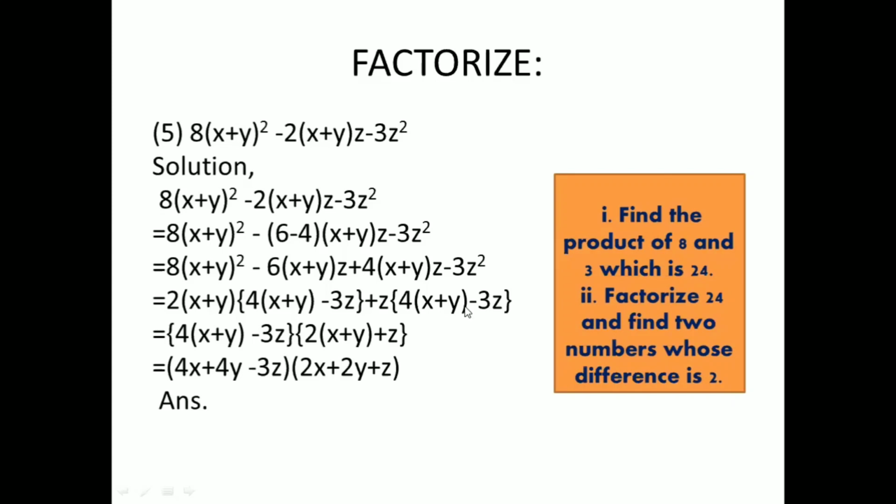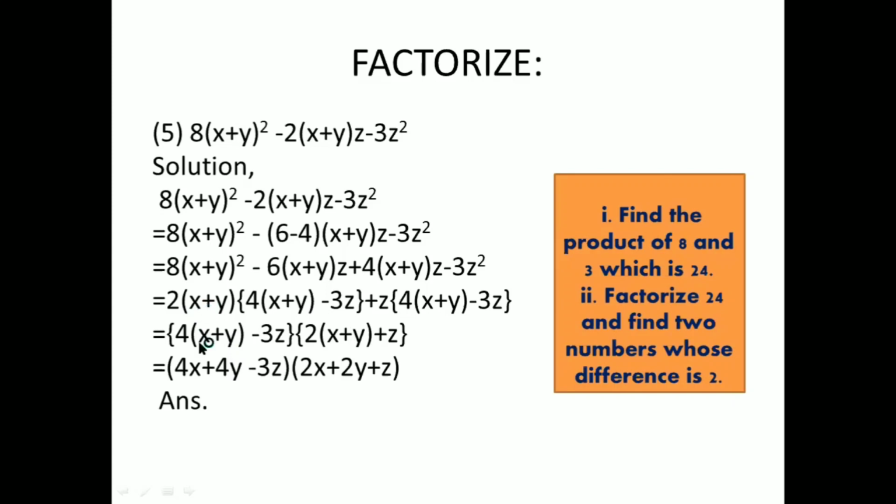Now check this bracket and this bracket are the same. That's why 4 into (x plus y) minus 3z is common. And what is left here? 2 into (x plus y) is left, and plus z. Once again I tell, this 4 into (x plus y) minus 3z is common, and what is remaining here? 2 into (x plus y), and here plus z is left.